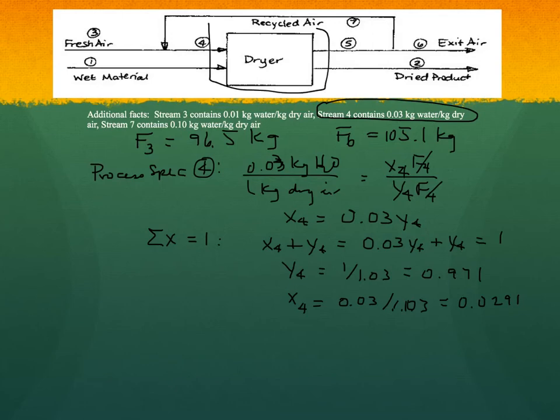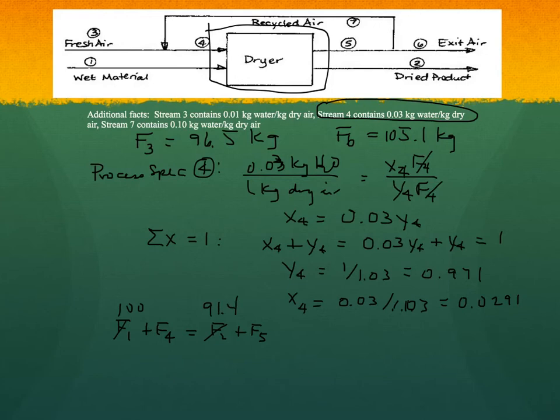We could go back and do the dryer. I know all of the mass fractions. I know that the overall mass balance is going to be F1 plus F4 equals F2 plus F5. I know this is 100. I know that my dried product, it was on the previous page, let's see if I can find where we had that, was 91.4. So I've got two unknowns there.